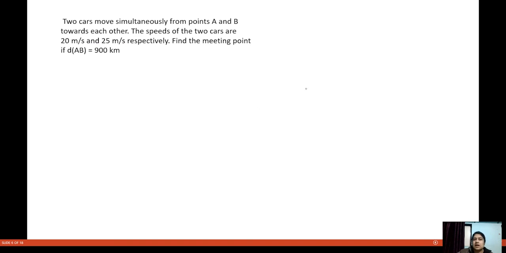Okay. Look at this question. What this question is saying: two cars move simultaneously from point A and B towards each other. The speed of the two cars are S1 is 20 meter per second and S2 is 25 meter per second.